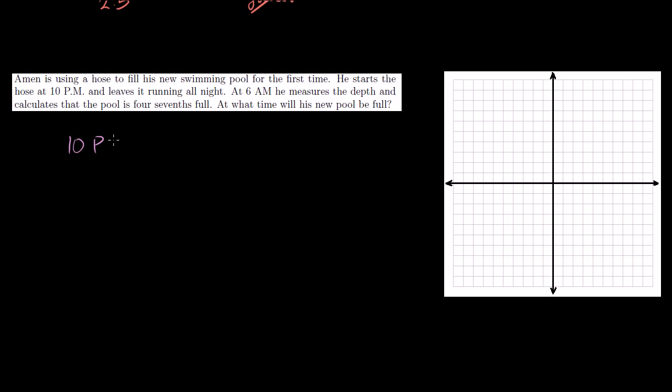10 p.m. So this is the start time, and he leaves it running all night. At 6 a.m., he measures the depth and calculates the pool is 4/7 full. So when he starts at 10 p.m., this is time, and this is how full the pool is. Obviously, when he starts it, the pool is empty. It's a new swimming pool, they tell us. So the pool is 0 full. It has no water in it whatsoever.